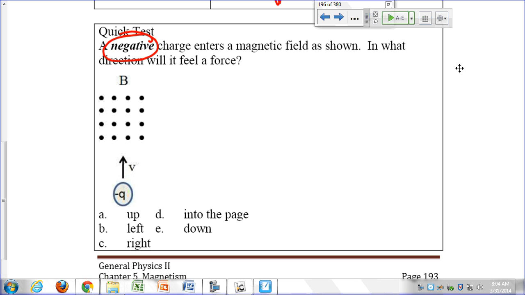Another way you might see this, like I said, if you look on YouTube or whatever, is this way I've always taught it. If you let your fingers go in the direction of V, and then they fold towards B, now V is out of the page, so it'd be like this. And then your thumb goes to the right.